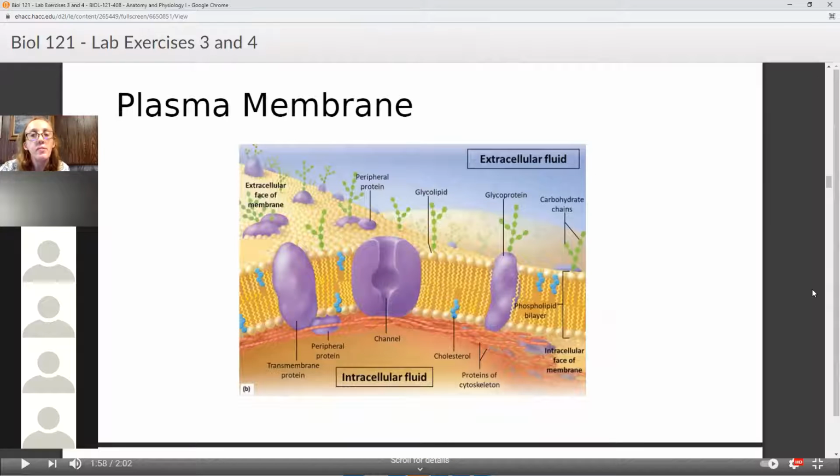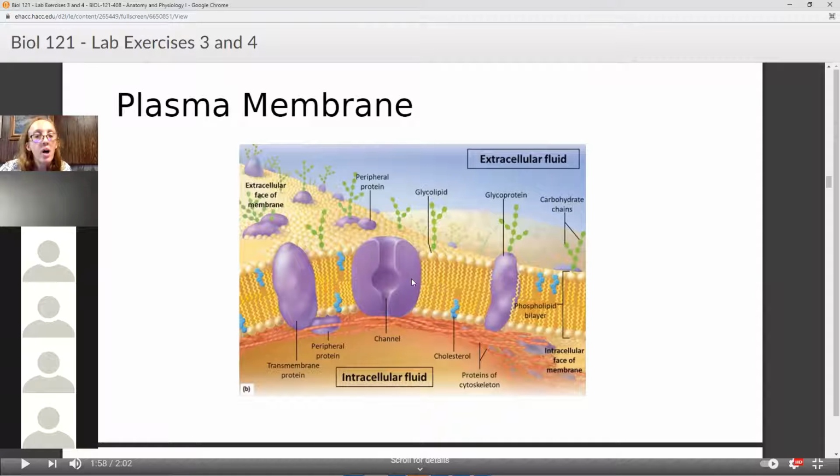Scanning down, plasma membrane. Only, like I said, in 2 weeks, we're going to talk a lot more about this in lecture. But on the plasma membrane, this is the outer boundary of the cell, separating intracellular fluid, or the cytoplasm, cytosol, from the outside of the cell. And we have transmembrane proteins. Remember, transmembrane meaning a protein that goes all the way through the membrane.